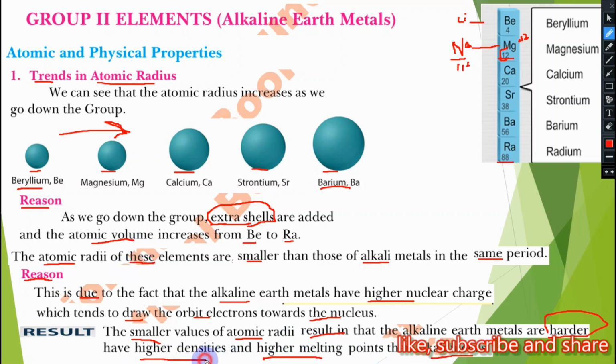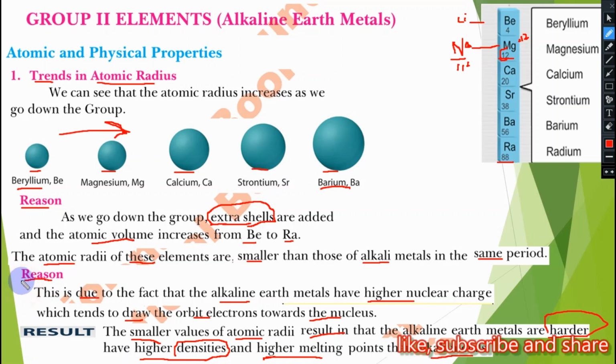Why are alkaline earth metals denser than alkali metals? The simple answer is small atomic radii. Why do alkaline earth metals have higher melting and boiling points? The answer is again small atomic radii. And why is the atomic radius smaller?